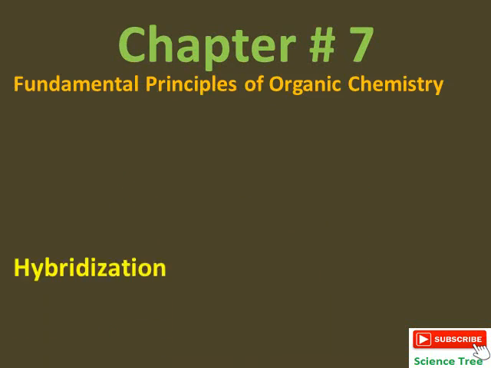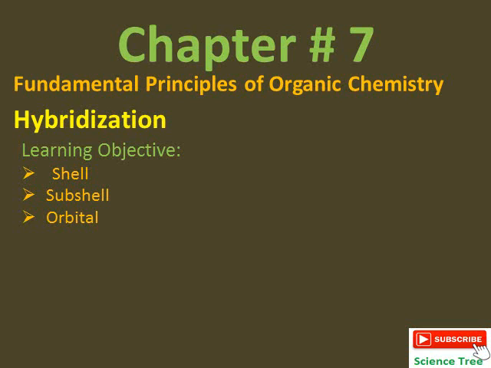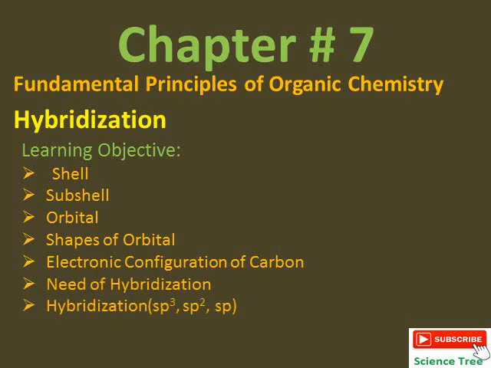Hi friends, it's all about chapter number 7, Fundamental Principles of Organic Chemistry. And here we go with hybridization. So in hybridization, the learning objectives are: what is a shell, what are subshells, what are orbitals. Before starting hybridization, it's very necessary to understand all these mini concepts. Then the shapes of orbitals. Here we will do hybridization with carbon. Then, why do we need hybridization?